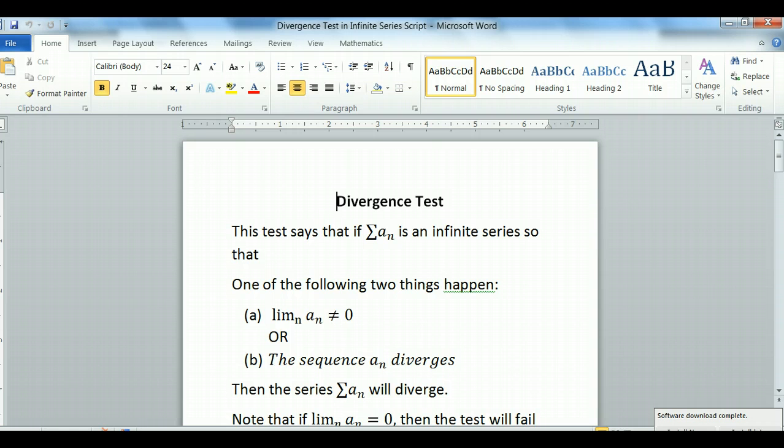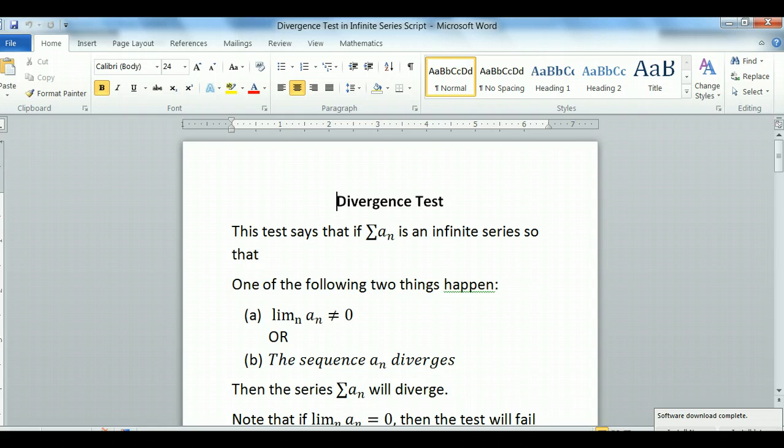We learned that in a geometric series, if the ratio is less than 1 or is between -1 and 1, then the series is convergent, and if the ratio is greater than 1, then the series is divergent.